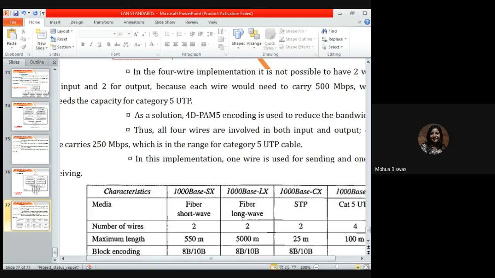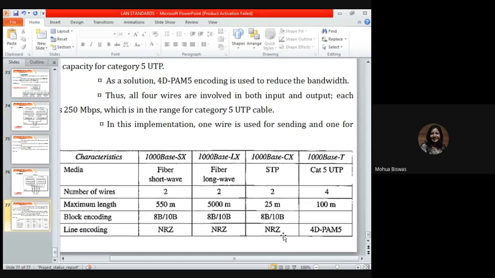So if you see here, this is the characteristic summary of your Gigabit Ethernet. For 1000 Base-SX, 1000 Base-LX, and 1000 Base-CX, SX and LX use fiber optic cables, and CX uses the twisted pair cable. The number of wires for the first 3 is 2 and for the last it is 4. Maximum length for 1000 Base-SX is 550 meters, for 1000 Base-LX it is 5000 meters, for 1000 Base-CX it is 25 meters, and for 1000 Base-T it is 100 meters.